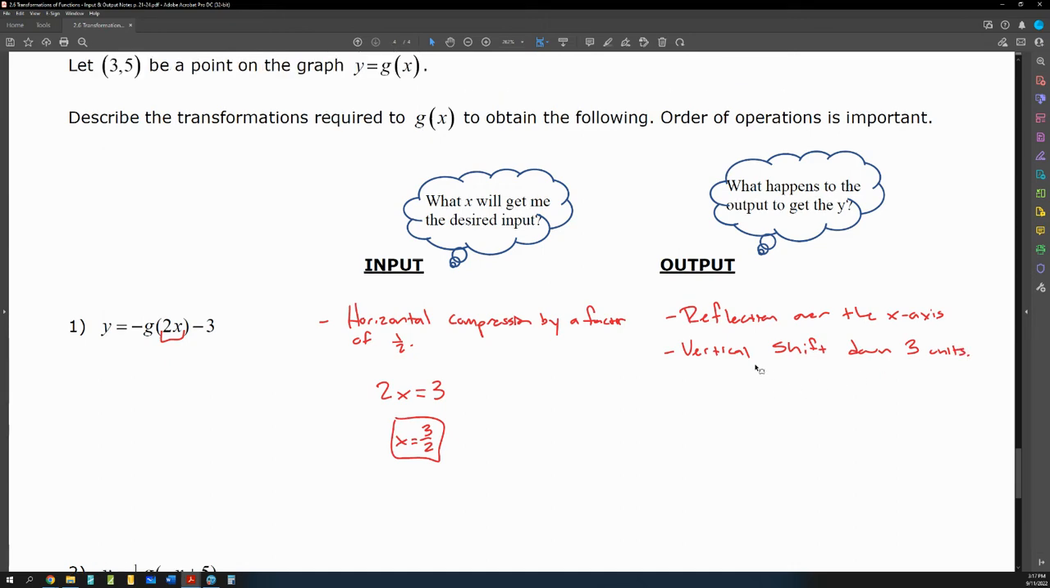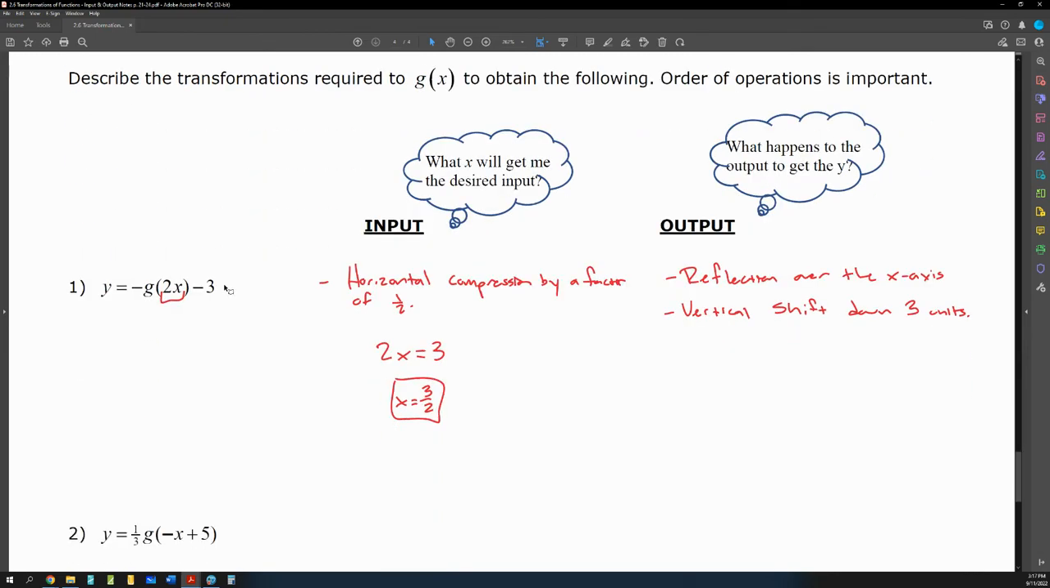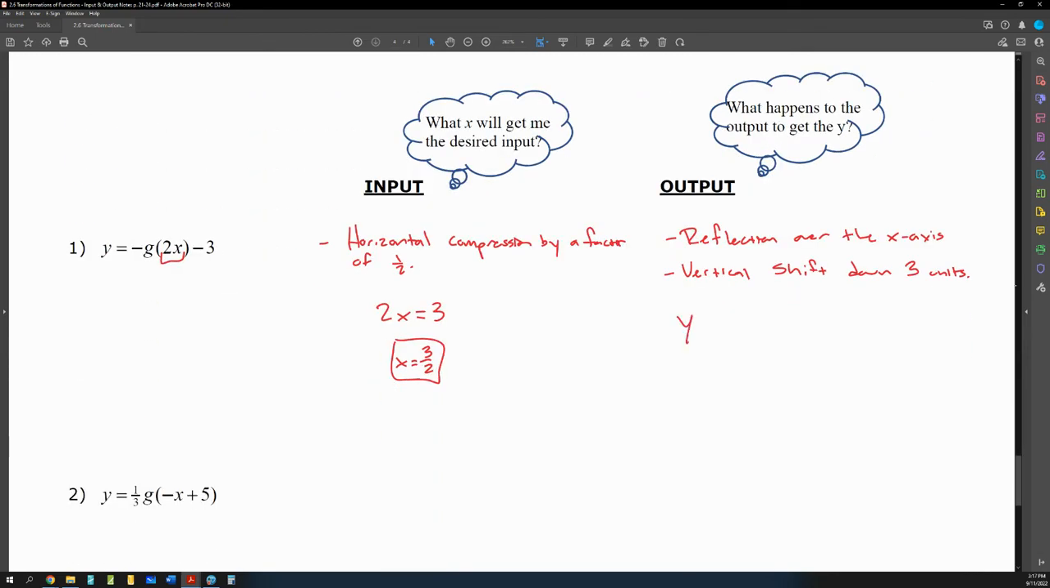Okay, so if our original function output at x equals 3 is 5, when we evaluate y, we get y is equal to negative, and then our function output, 5, and then minus 3. So order of operations, again, we have -5 minus 3, which is equal to -8. So we know that on the transformed function, the point (3/2, -8) exists.